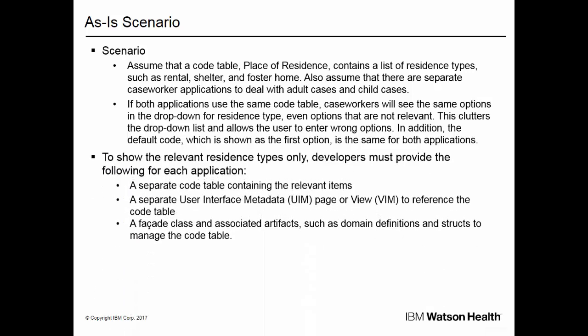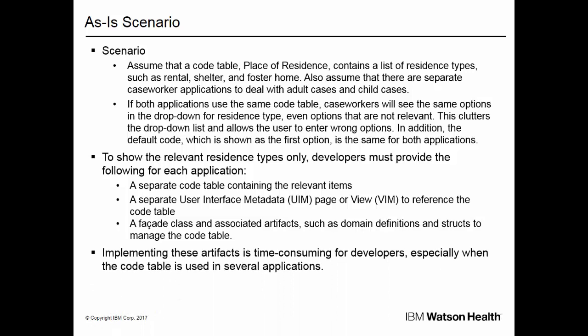To show the relevant residence types only, developers must provide the following for each application: a separate code table containing the relevant items, a separate user interface metadata page, or view, which is part of a page, to reference the code table, a facade class and associated artifacts such as domain definitions and structs to manage the code table. Implementing these artifacts is time-consuming for developers, especially when the code table is used in several applications. We want to inform you that the remainder of this presentation is aimed at developers and is therefore fairly technical.